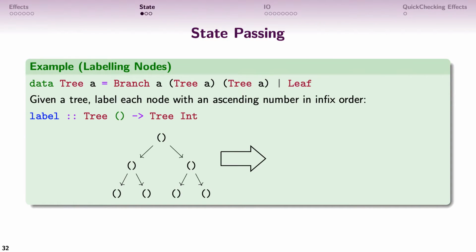So I have a tree here, and it's got no labels on it right now. It's a tree that contains a branch with an element in it and two subtrees, or a leaf, right? So this is a binary tree of some kind, and we're given a tree that is just labeled with units, right? Unit is the type with only one value, and that one value is just called unit as well. And what we want to do is assign to each of these nodes a particular number.